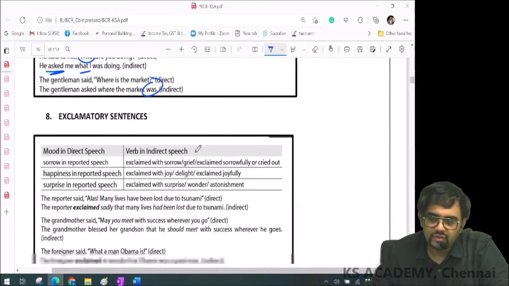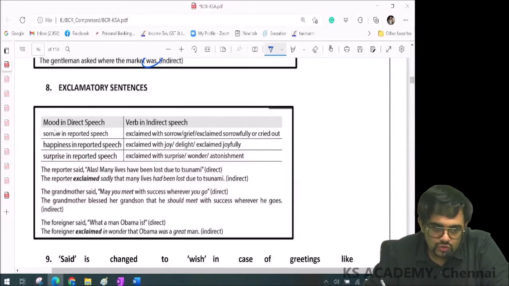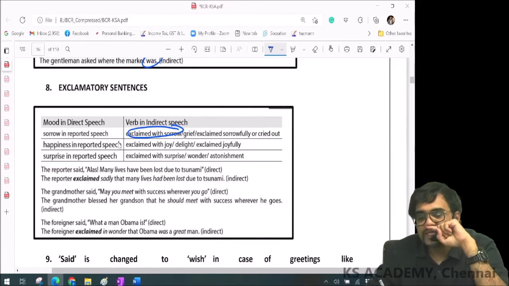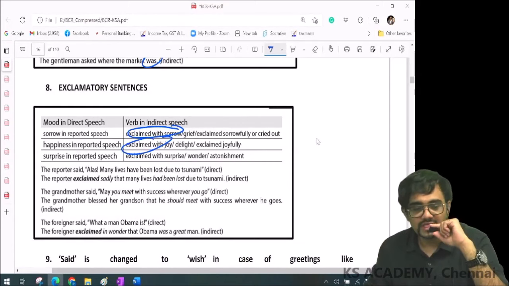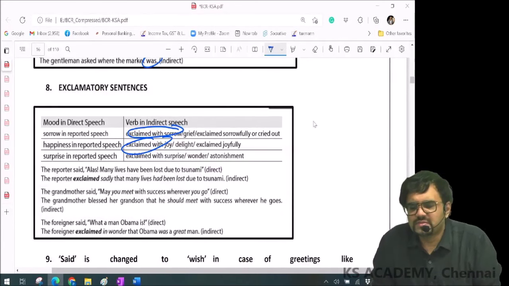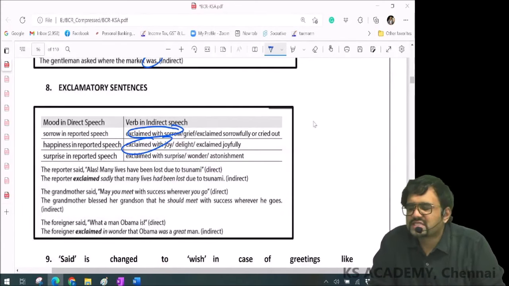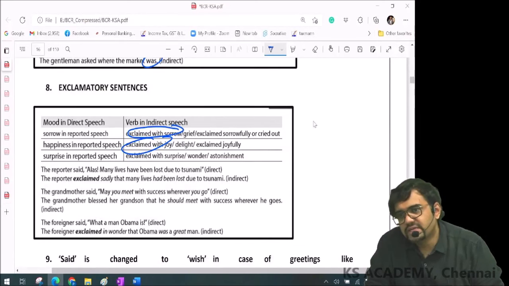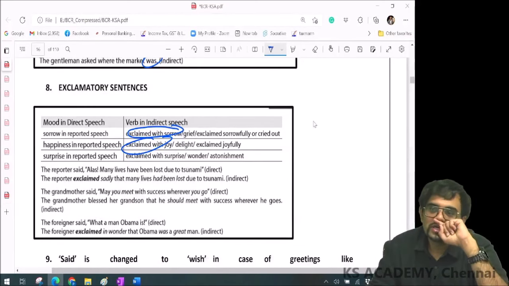Where the market was. Then sorrow in reported speech should be exclaimed with sorrow, exclaimed with grief. Like that we should tell. Happiness in reported speech, again exclaimed with joy, delight, etc. Surprise in reported speech, exclaimed with surprise, exclaimed with wonder, like that. So we say the reporter said, alas, many lives have been lost due to the tsunami. Exclaimed sadly that many lives had been lost due to the tsunami.